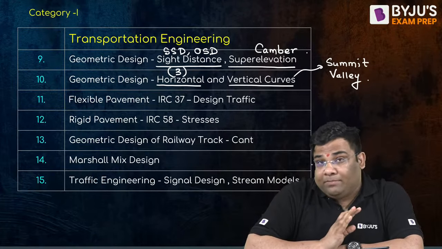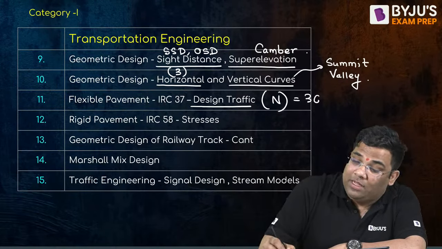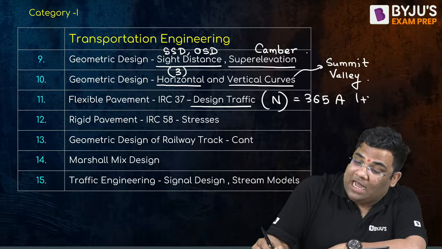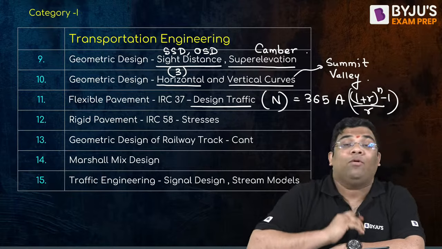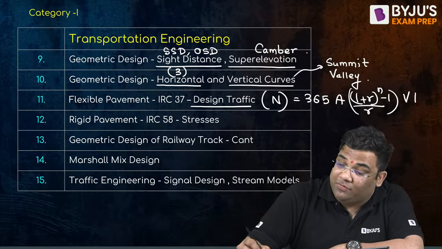Then in flexible pavement, you should know the design traffic calculation, right? 365 into A into (1 plus R) to the power N minus 1 by R. Yes, this formula. And then what? Your vehicle damage factor and your lane distribution factor, right?